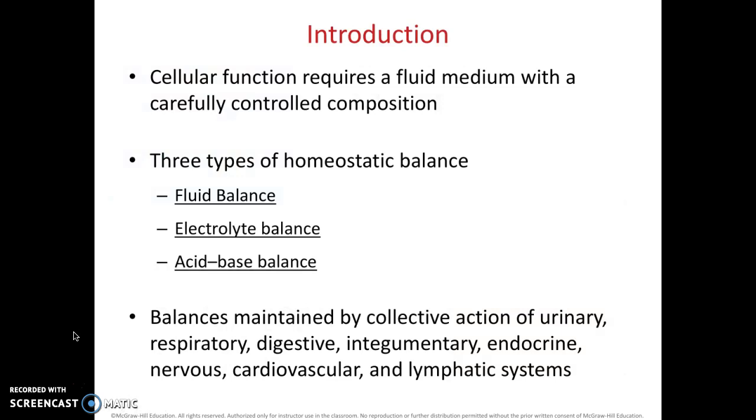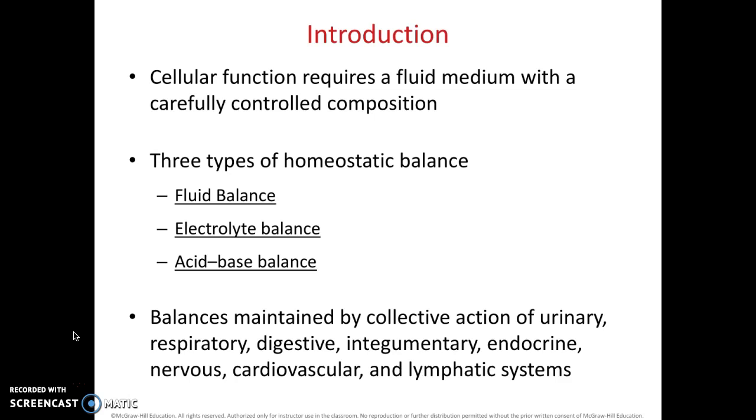So, cellular function requires a fluid medium with a carefully controlled composition. This means that inside each cell there is a fluid medium, which would be the cytosol. And this fluid medium needs to be at a carefully controlled composition. And of course, this is called homeostasis.